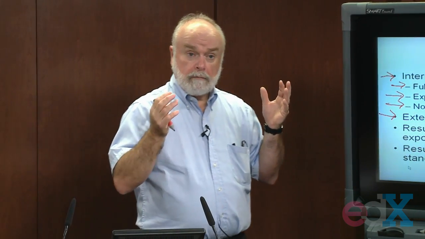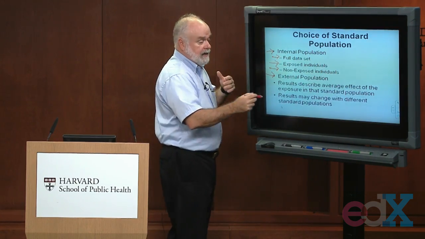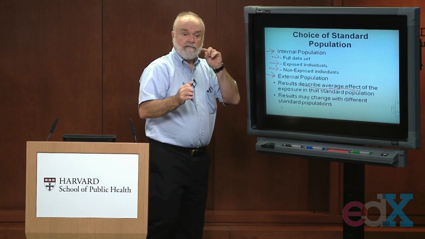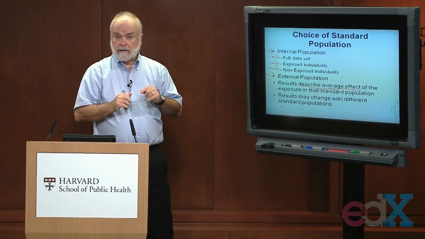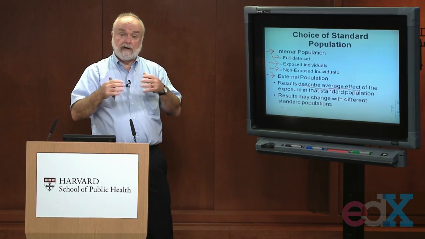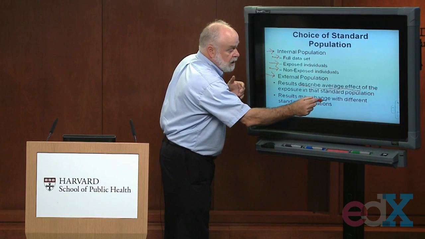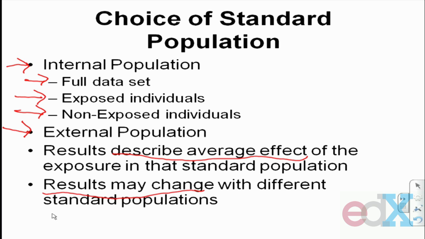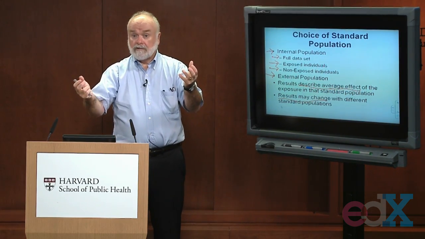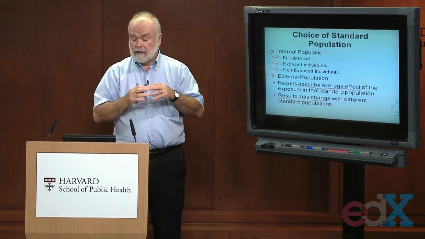No matter which population you choose as your standard, when you do standardization, what you're getting is a description of the average effect of the exposure for that chosen population. That means if you change the population and do another standardization with a different population, your results might change. Your comparison of the expected events if everyone was exposed versus no one was exposed for one population might give you a different answer if you used a different population.